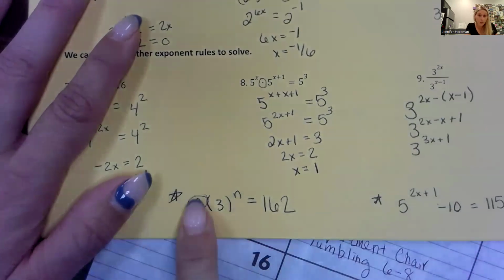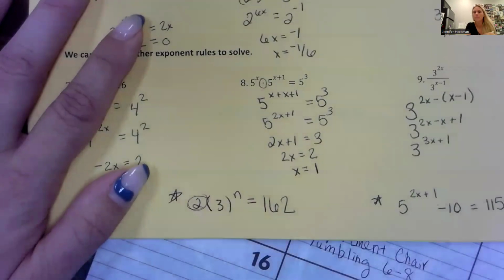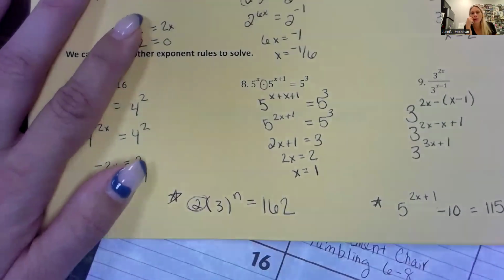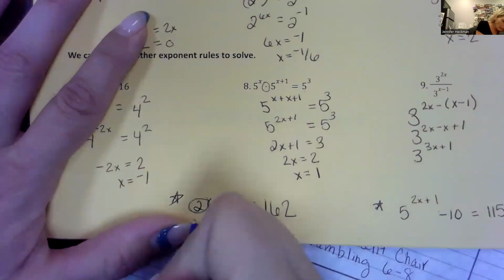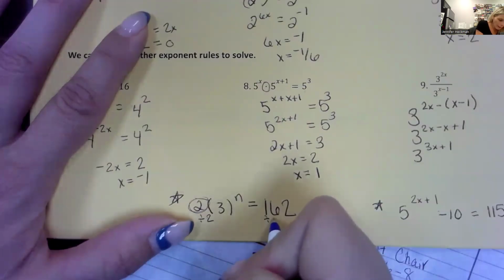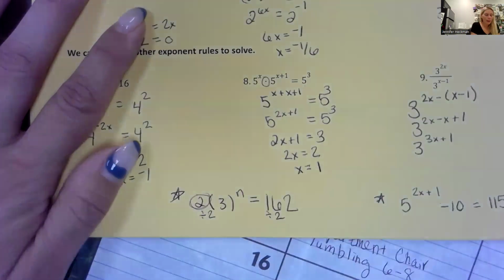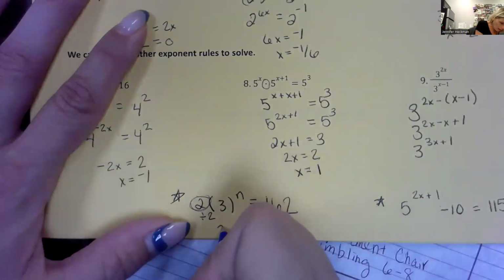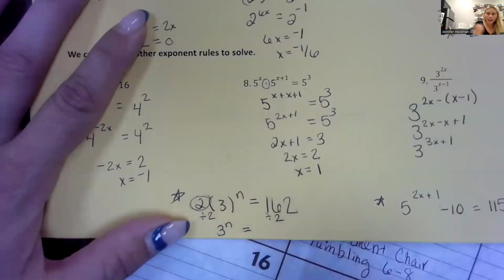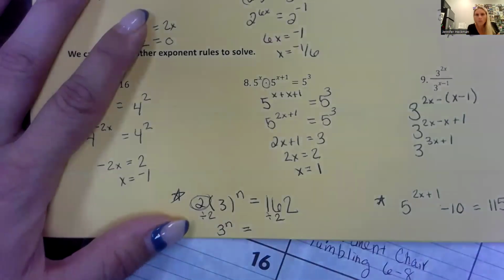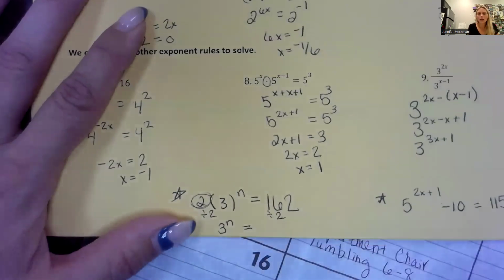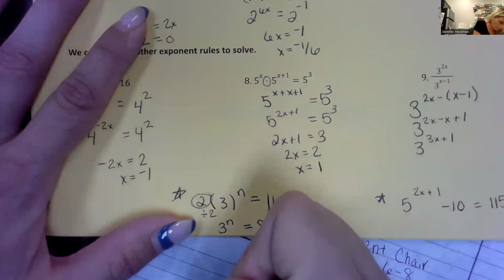You cannot multiply these. Do not multiply. Okay, but how can we get rid of multiplication? We can divide. So I'm going to divide both sides by 2. When I divide both sides by 2, I end up on the left side with 3 to the n equals, and in my calculator, I'm going to divide by 2. So 162 divided by 2 is 81.